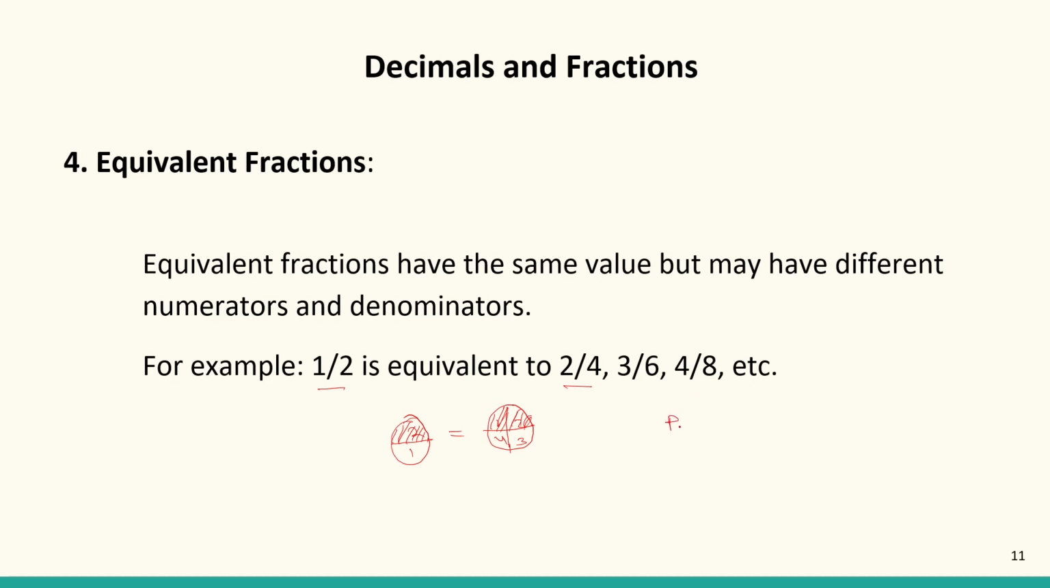If p by q is equal to r by s, but p is not equal to r and q is not equal to s, and note here that q and s are not equal to 0, otherwise it will be undefined, then we can say that these two fractions are equal or equivalent.